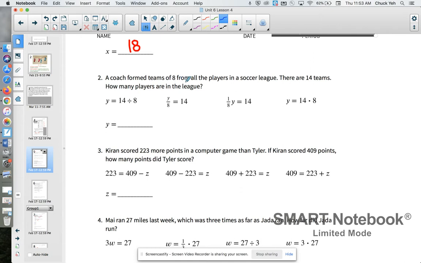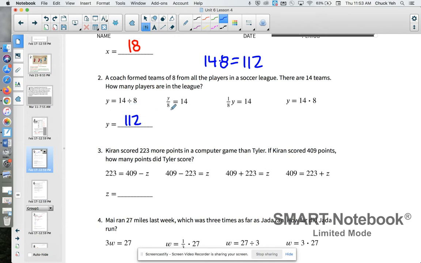To me, if it says 8 players form a soccer league and there are 14 teams, and then there's 8 people from each team, I would think it's 14 times 8. Right? 14 teams, there's 8 players from each team. I would think there's 112 players. Y would equal 112.